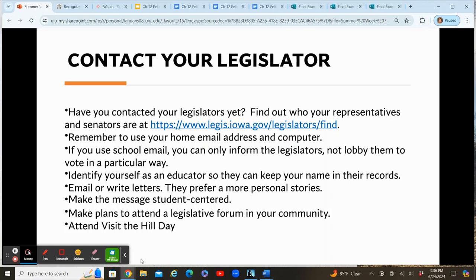And then the Visit the Hill Day, and most states will have a Visit the Hill Day. Usually it's in January, February, March when they're starting their legislative session, and they're going to be voting on bills, and usually it's through your school counselor association. And I remember always hearing about the Visit the Hill Day, but never attending because that's too busy, and I didn't really think it was that important.